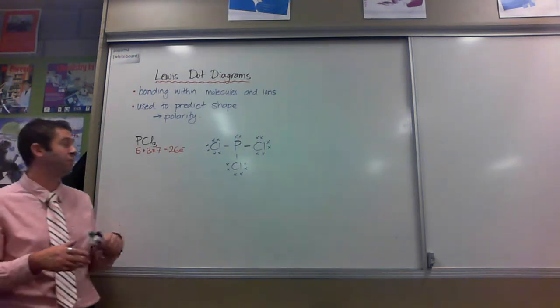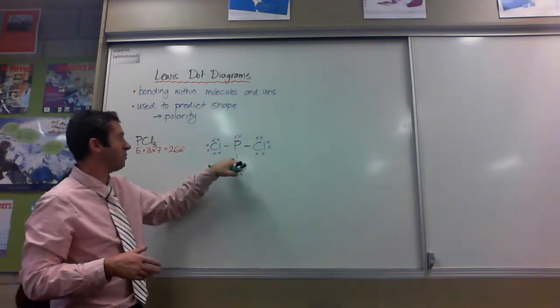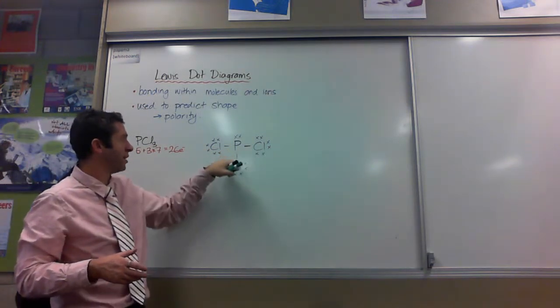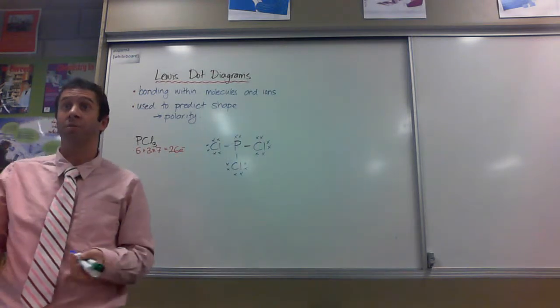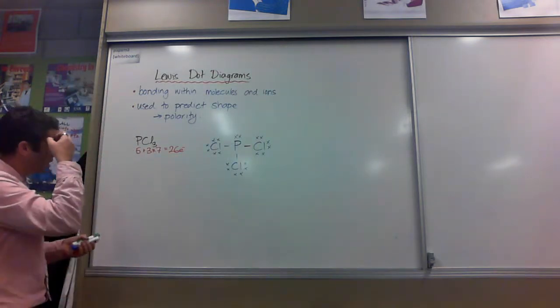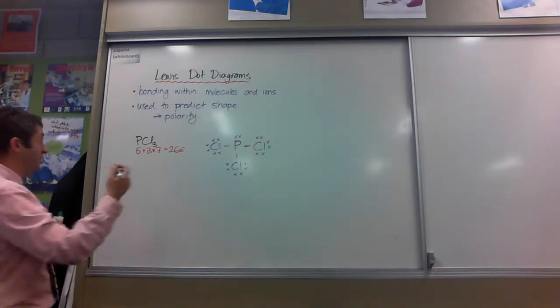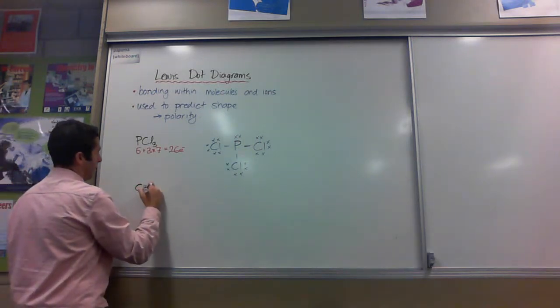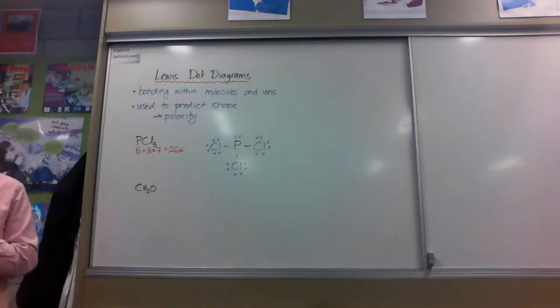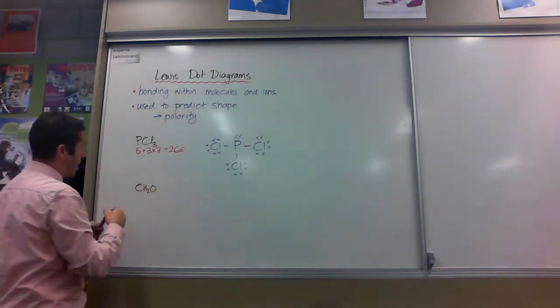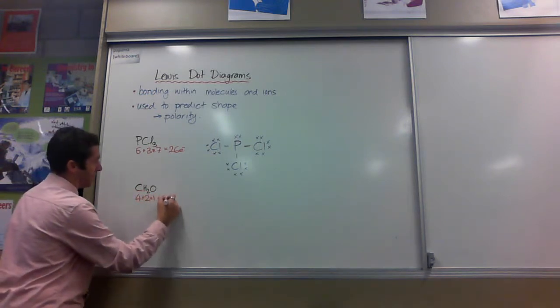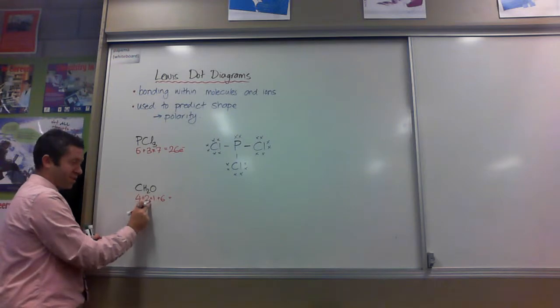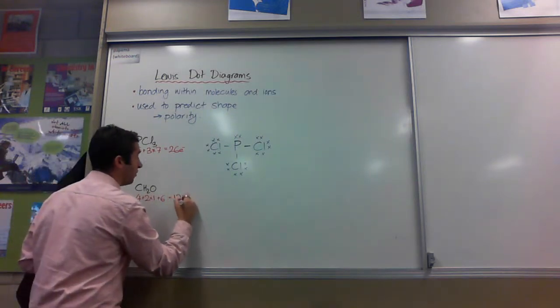By the way, we can then be able to work out that with 3 bonding regions and 4 regions of electron density, its shape will be trigonal pyramidal, but we'll get to that later as well. Okay, another one that I want to quickly do for you is methanol, or CH2O. Okay, carbon has 4, hydrogen has 1, and oxygen has 6. So 4 plus 2 is 6, plus 6 is only 12 electrons.